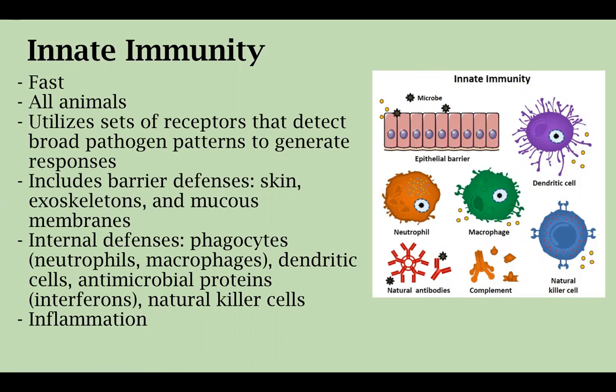Innate immunity includes barrier defenses such as skin and exoskeletons that are physical barriers to pathogen entry. Mucous membranes are also barrier defenses that create fluid that traps and washes away pathogens. We also have phagocytes that engulf pathogens in an amoeba-like fashion. There are two types of phagocytes. There are neutrophils that are present in blood vessels, and there are macrophages, which are present in all tissue.